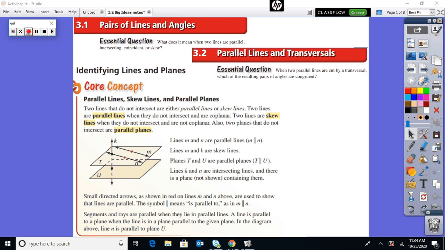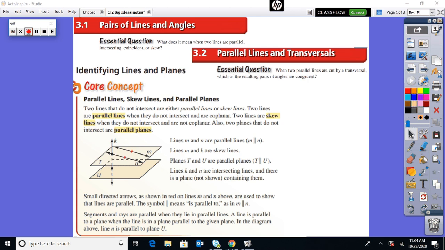Alright guys, welcome to chapter 3 where we're talking all things parallel and perpendicular. Before we start to analyze parallel lines, 3.1, real quick, that's why we have two sections combined here today. 3.1 introduces the concept of skew, and basically, let's talk about the definitions here.